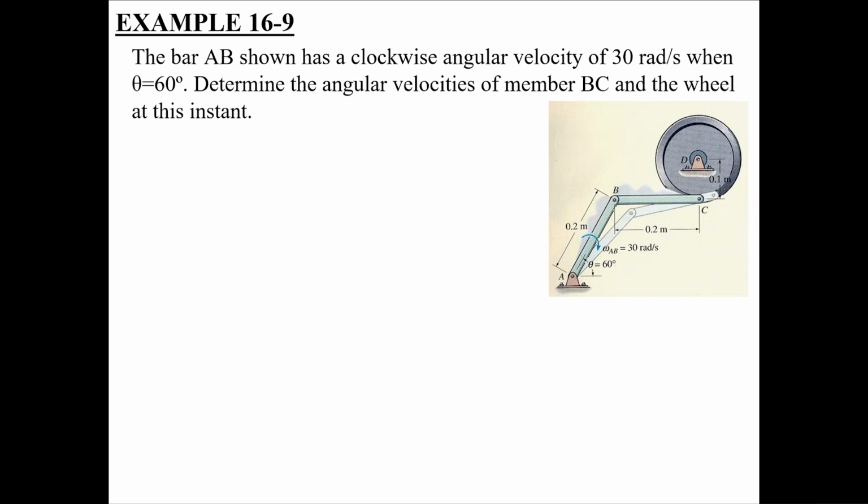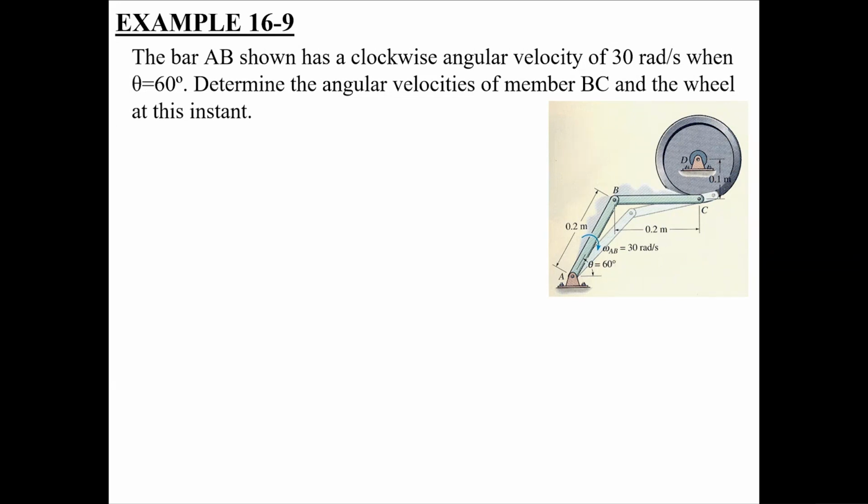First, starting with link AB. Link AB is grounded at point A. So what type of motion would this link AB be performing? Pure rotation. It would be in pure rotation with respect to point A. Since this link AB is grounded at point A, it would be performing rotational motion with respect to point A.